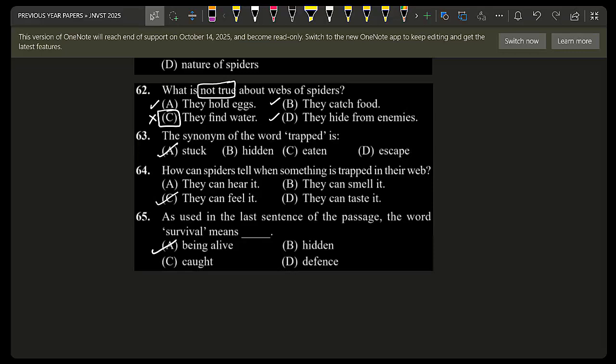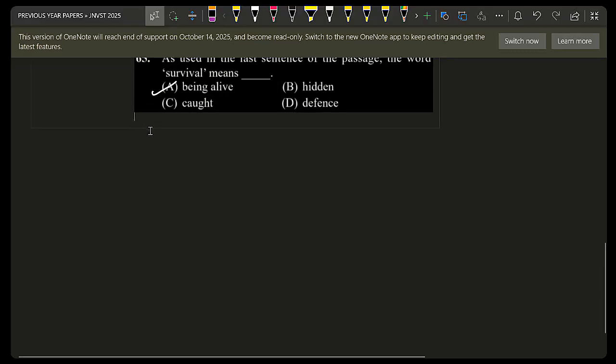Okay, we're going to the next passage now. Passage number 2. First, let us go through passage number 2.